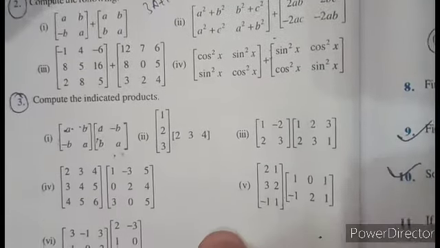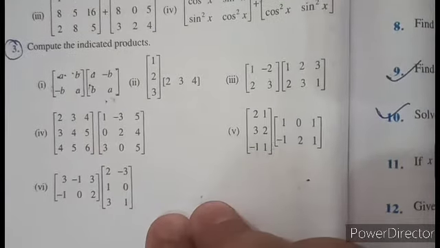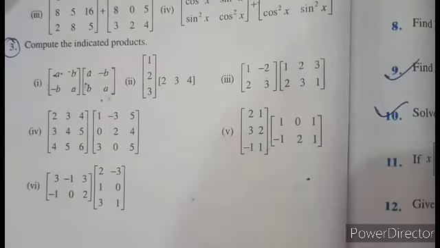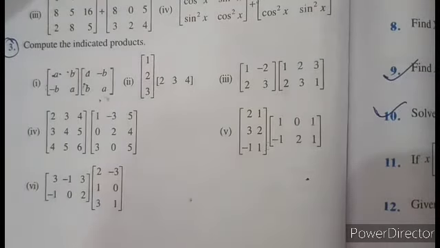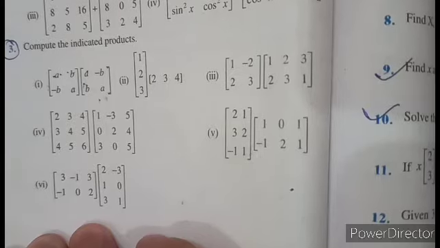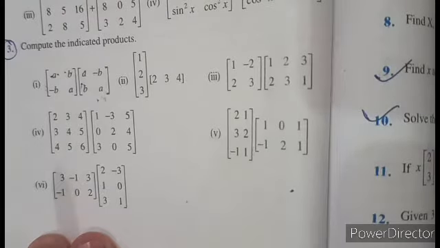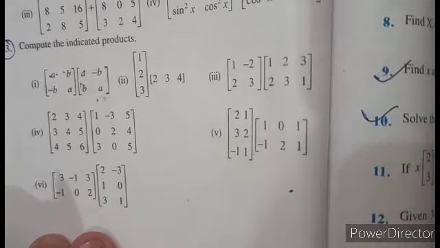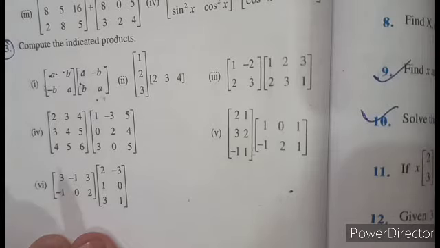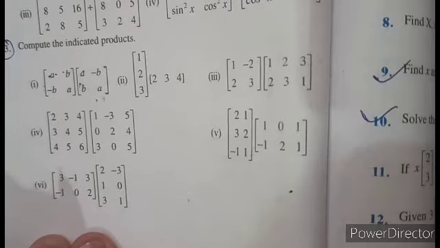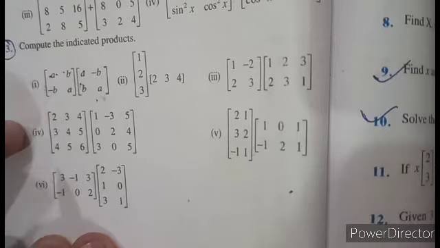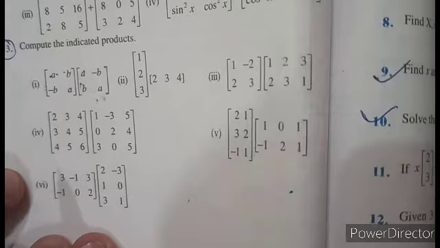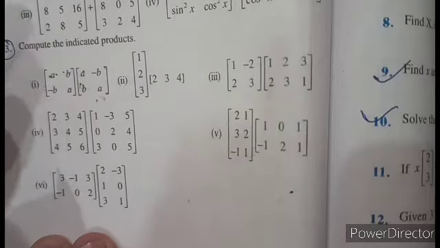Now question number 3 is compute the indicated product. Now we have to find the product of the matrices. First of all we will check whether the number of columns of the first matrix is equal to the number of rows of the second matrix. If the number of columns of the first matrix is equal to the number of rows of the second matrix, then the product of the matrices is defined, and after that we can find the product of matrices as we have done in the fourth part of question first.